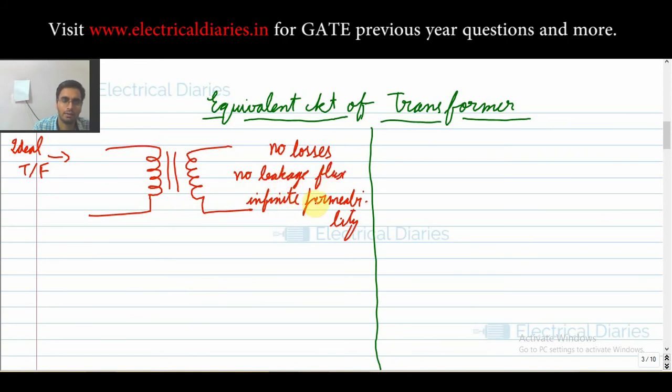And infinite permeability means that you don't need any amount of current to set up magnetic flux in the core. Practically, to set up a flux you need a certain amount of current. In a transformer it is known as the magnetizing current, and in every machine you need that, but ideally you are not needing it. So this is the ideal transformer. Now we will find out what the practical transformer is.